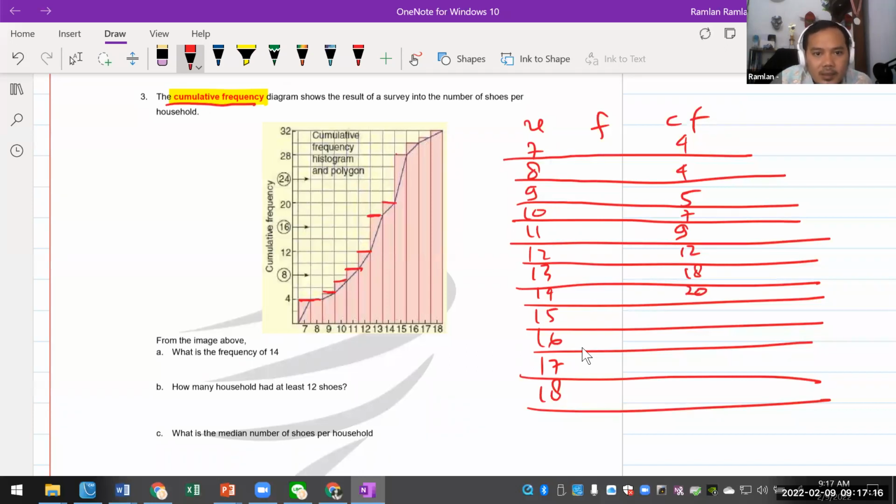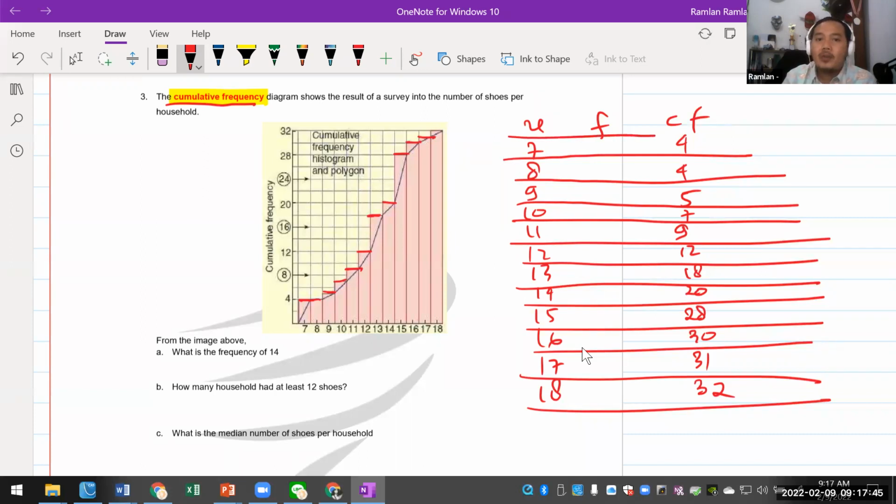15 is, yeah, 15 is this guy, which is 28. And we have 30. And we have 31. And we have 32. Okay, now, hati-hati ya guys, saya bilang tadi ya, ini cumulative frequency table, bukan frequency table. Yeah, tapi cumulative frequency. So these numbers here are not the frequency, but it is the cumulative frequency.